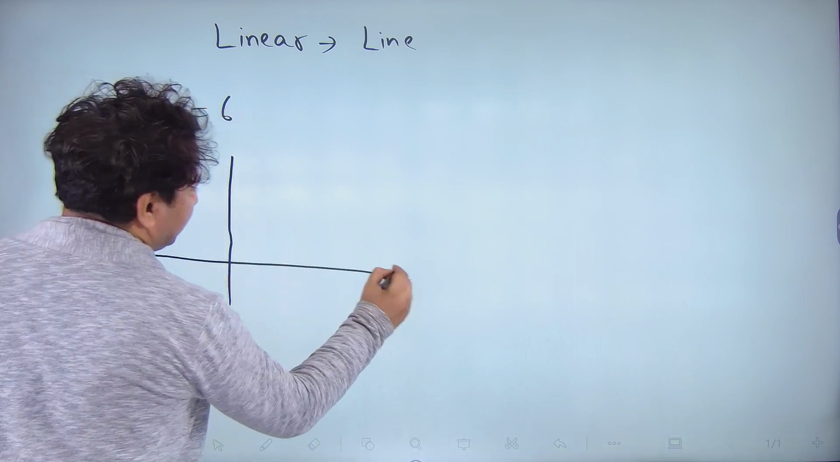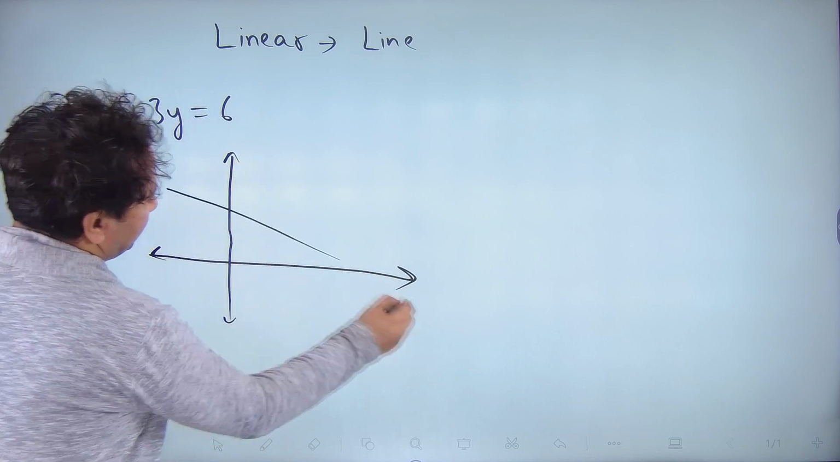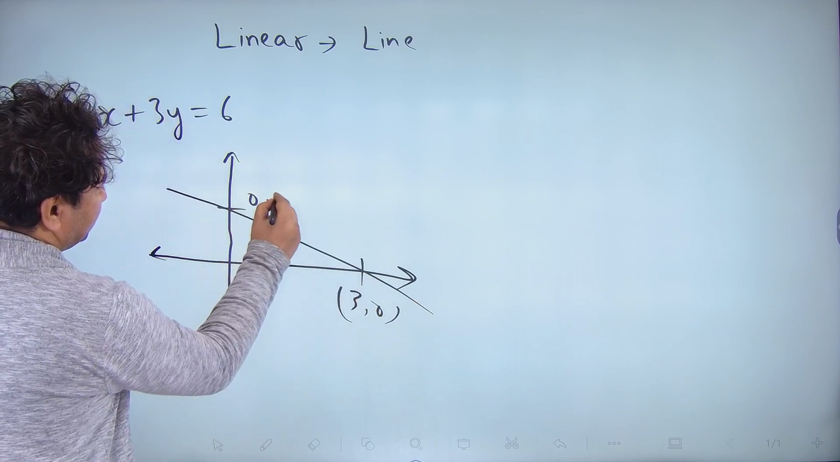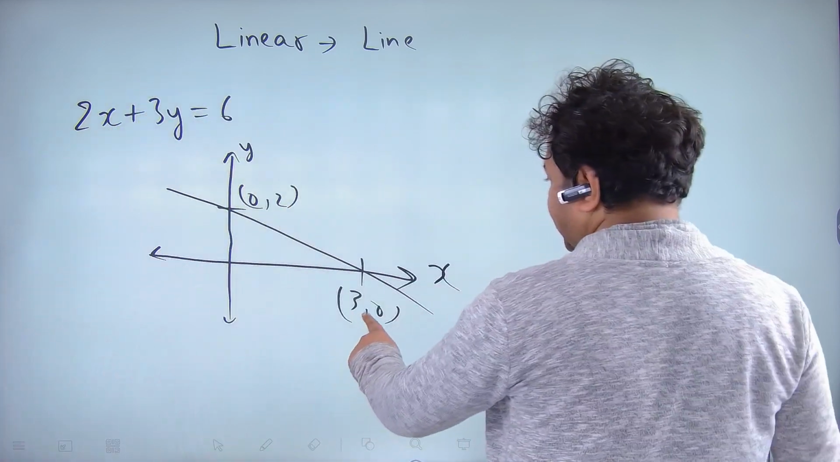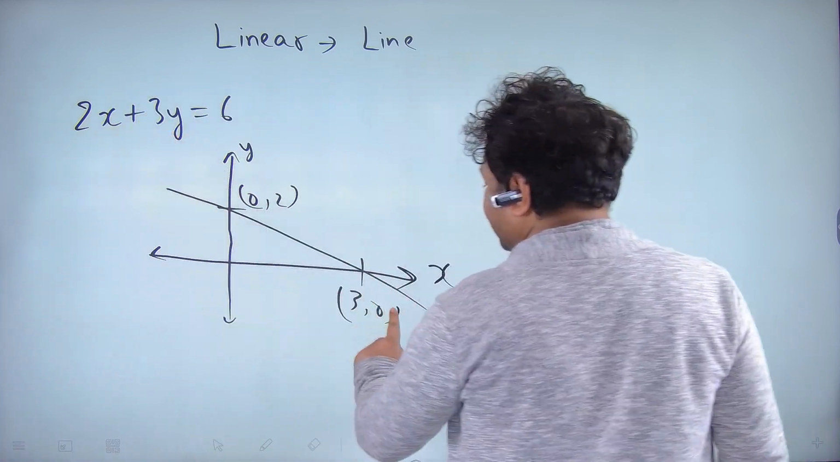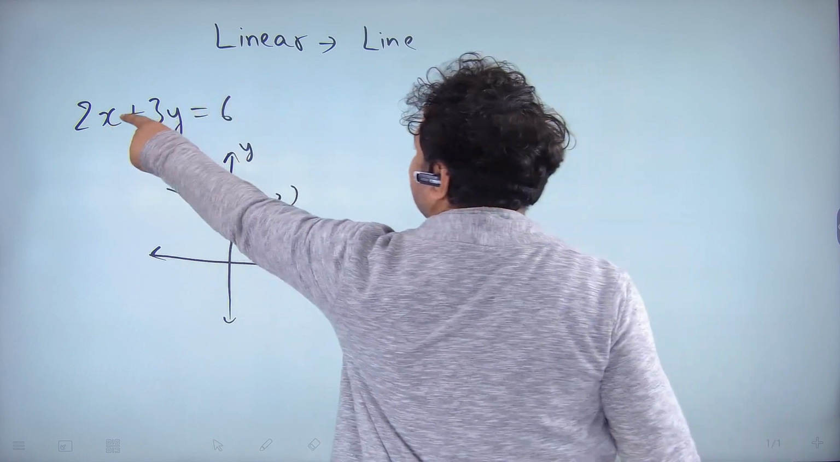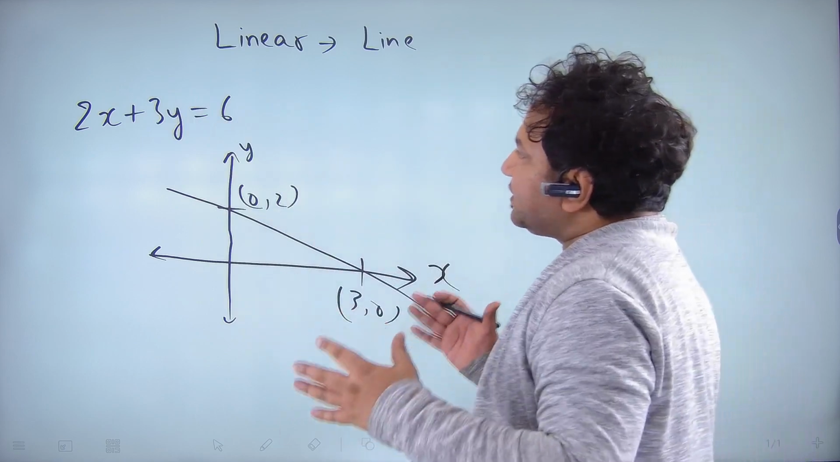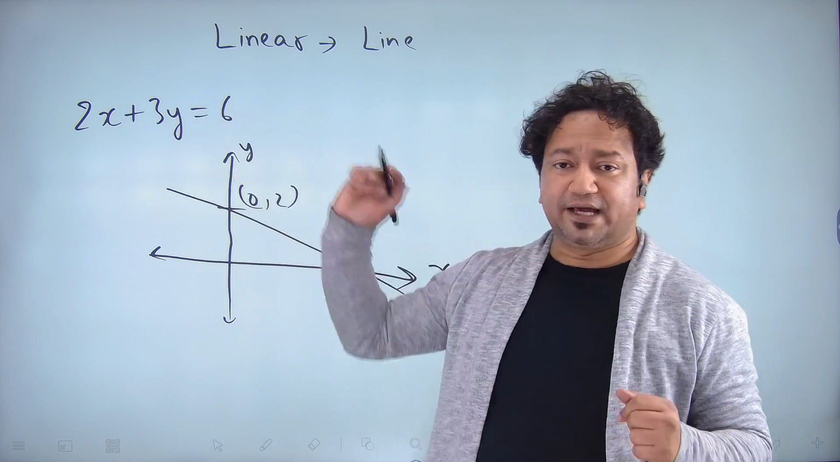Plotted on a graph, this will look something like this, with this point being 3 comma 0, and this being 0 comma 2. So as you can see, this is the y-axis, this is the x-axis. If I put 3 in place of x and 0 in place of y, I'll get 2 times 3 is 6. And similarly, if I put 0 in place of x and 2 in place of y, I'll get 6 again. So they're just a representation of a straight line in the form of an equation.